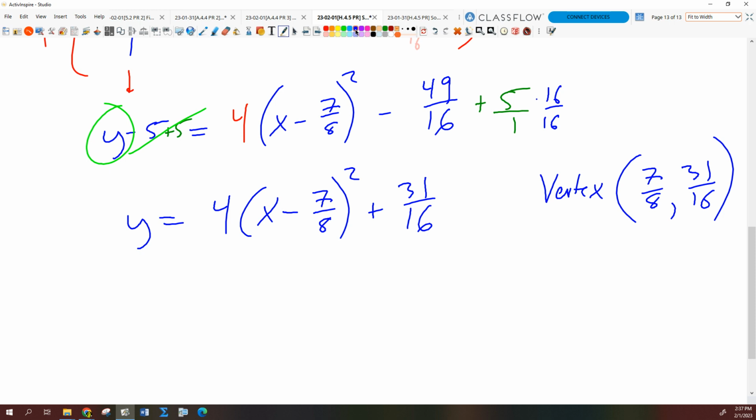Okay, where's the vertex? There's the vertex. Does it open up or down? Up. It's vertically stretched by a factor of 4. How about that? We got it. Okay, give me thumbs on that. Does that make sense? Okay, you can work.